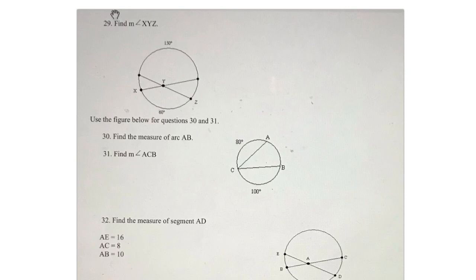Find the measure of angle XYZ. So XYZ is right here. Okay, we'll call that x. So that is always going to be 1/2 the sum of this angle and this angle. So it's going to be 1/2 the sum of 150 plus 60. And 1/2 of 150 plus 60 is really 1/2 of 210, which is really 105. So that's the measure of that angle.